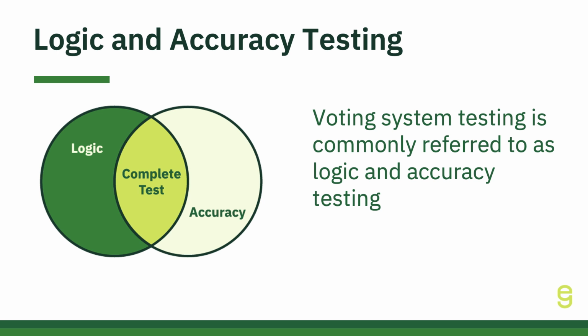So when we think of logic and accuracy testing, that's the logic end of it. The accuracy testing verifies that the voting system accurately counts those votes. The system is often tested by feeding a known set of inputs, such as a predetermined set of ballots that are pre-marked, and then checking those outputs, the vote counts, to ensure that they match the expected results exactly. So when we refer to logic and accuracy testing, that's what we're talking about.